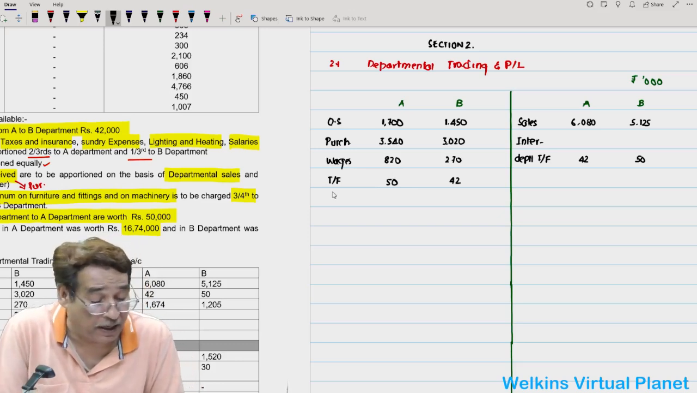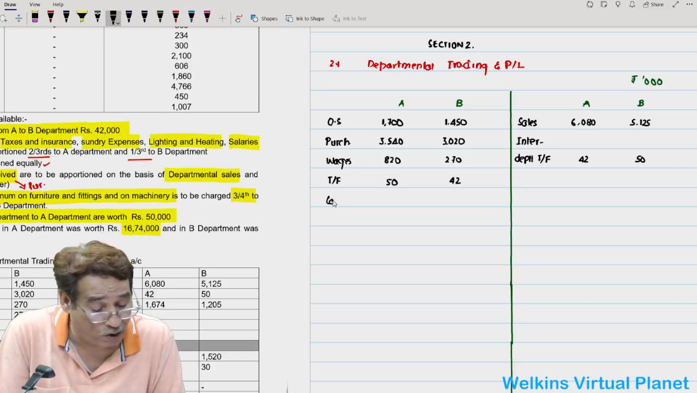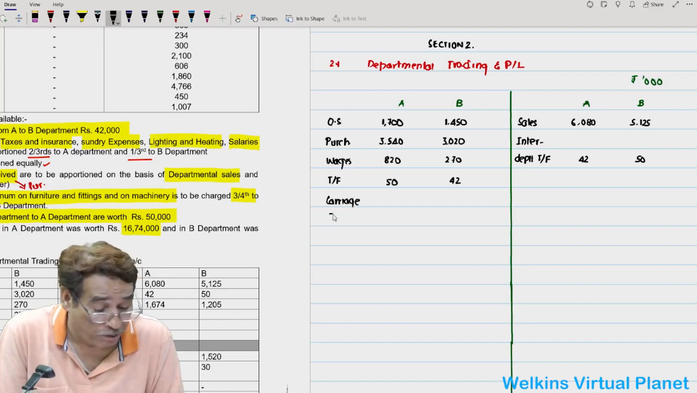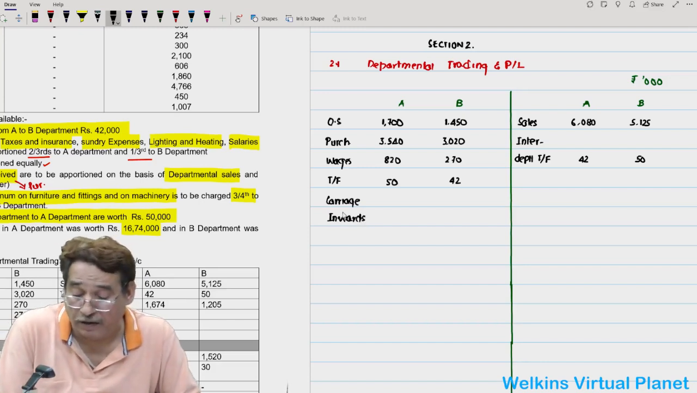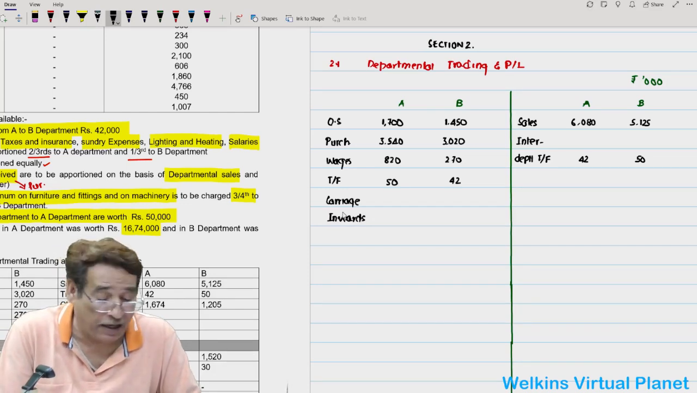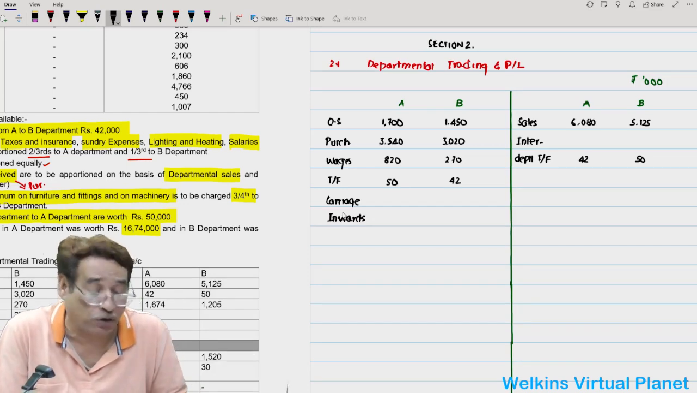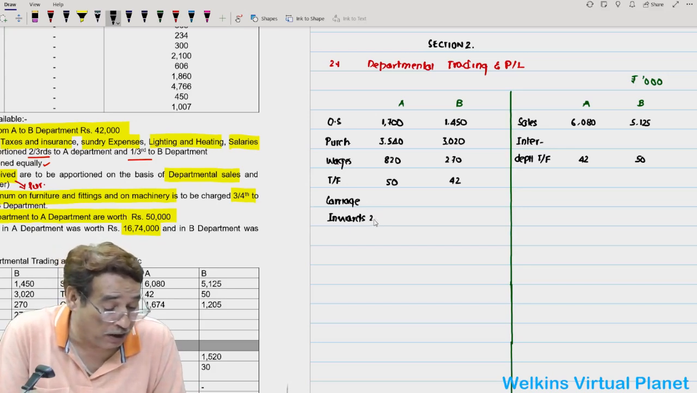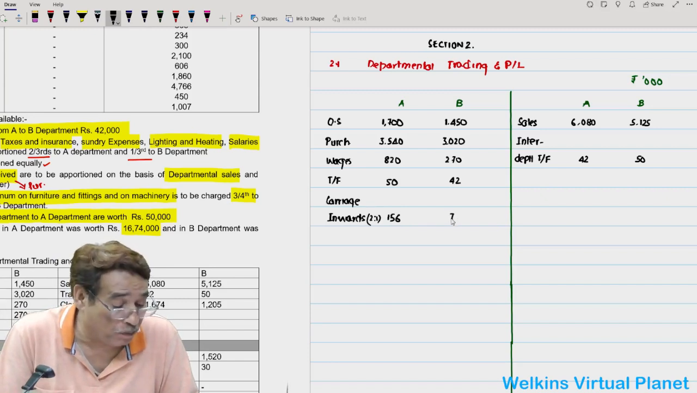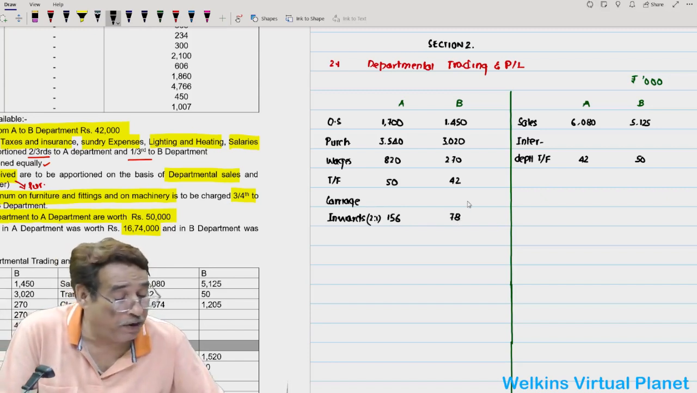Now there is an item below, carriage inward. So I will write carriage inwards over here. As per the information given, carriage inwards will have to be divided in the ratio of 2:1. So in the ratio of 2:1, I will divide the carriage inward: 156 and 78. So now I am in a position to compute.